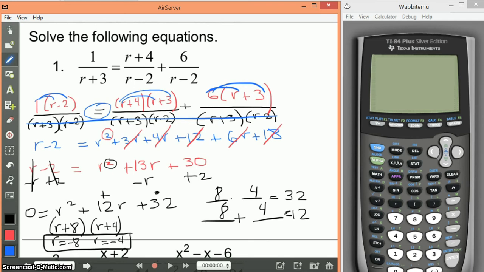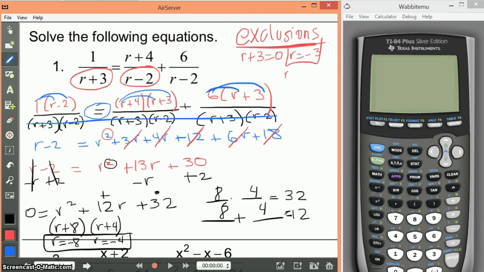Now what did I forget to do? I always forget to do that, so make sure that you don't forget. Every time it's an equation, you should have something called exclusions. How can you get those? From the bottom of your fractions. So r plus 3 equals 0, so r is equal to negative 3. This is your first exclusion. r minus 2 is equal to 0, so r is equal to 2.